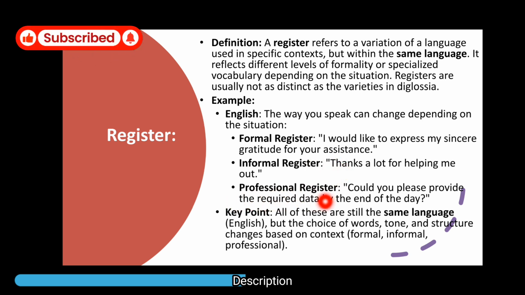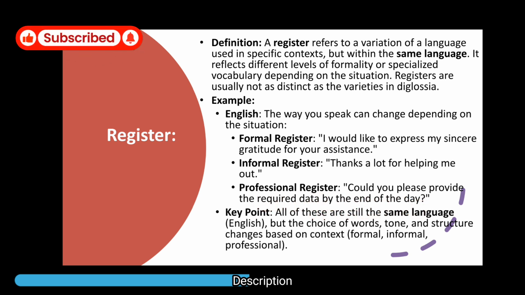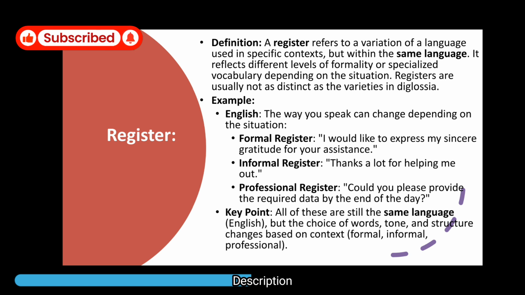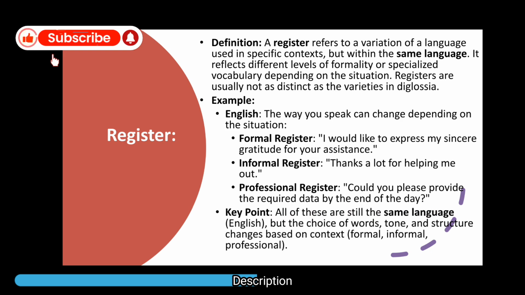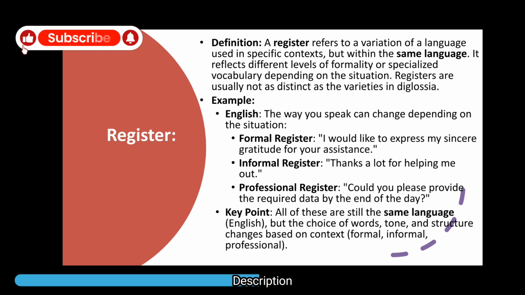Now, professional register. Could you please provide the required data by the end of the day? So that's also a register, but a professional one, because you're at university, in an office, in a company or organization. So key points: all these are still the same language, English, but the choice of words, tone, and structure changes based on the context, formal, informal, or professional.